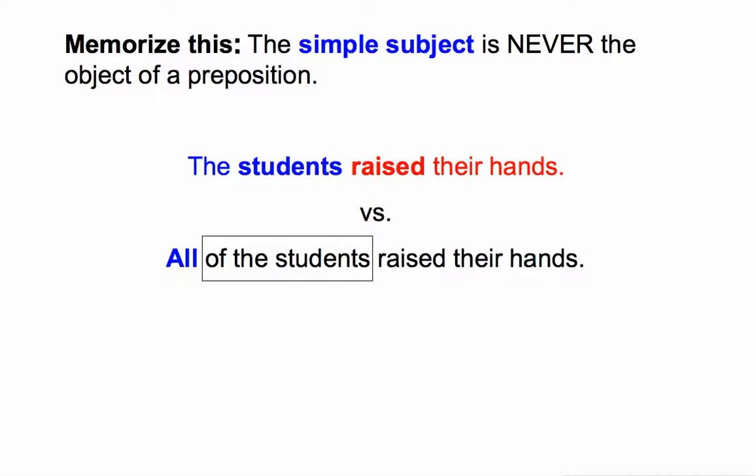Of the students is really an adjective phrase. It tells us all who. So it's part of the complete subject, but all is the simple subject. The complete predicate stays the same. What did all do? They all raised their hands.